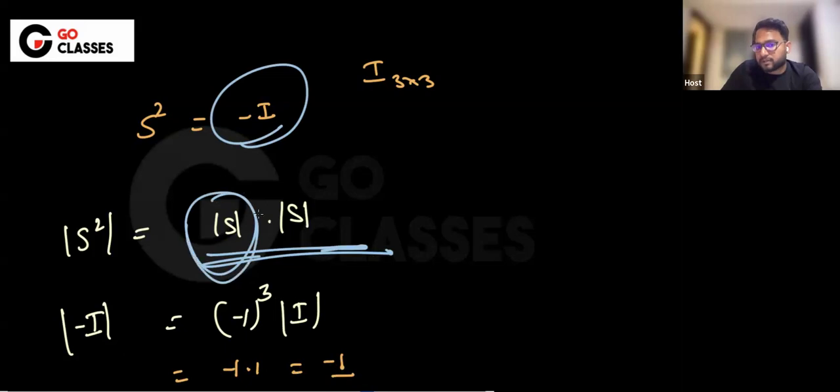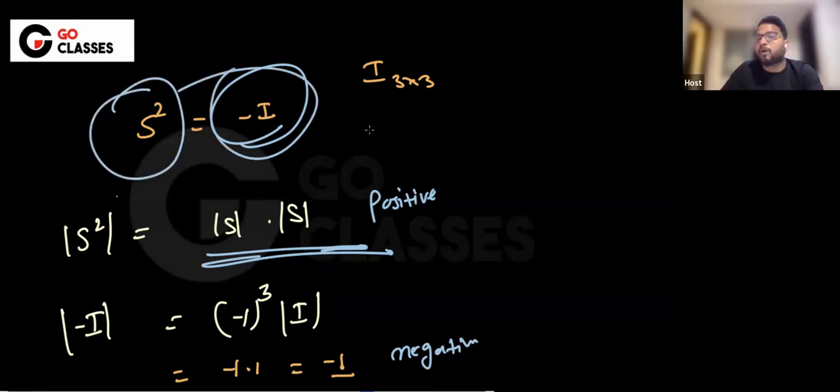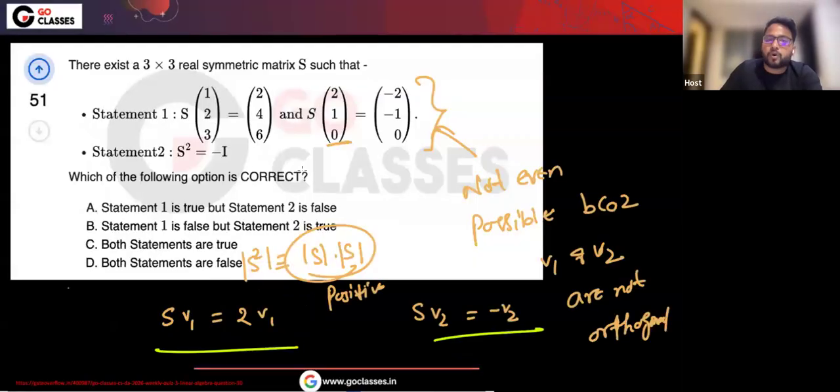See, the determinant of this S could be positive or negative, but ultimately multiplying two numbers will give a positive number only, right? So it is a positive number here. It is a negative number there. So that is why it is not possible to have these two matrices the same. Because the determinant of this will be positive, the determinant of this will be negative. How can they be the same? Right? So that is why this is also not possible. Okay. So both statements are false. This is a good question.